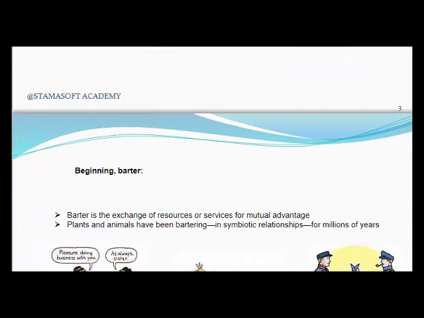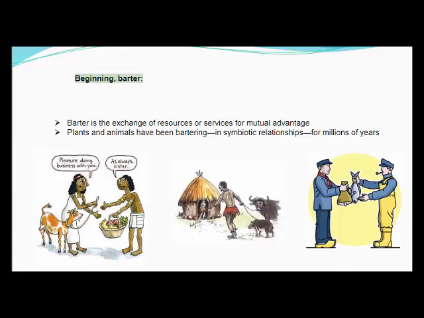Socio-economical structure. Beginning, barter. Barter is the exchange of resources or services for mutual advantage. Plants and animals have been bartering, in symbiotic relationships, for millions of years.